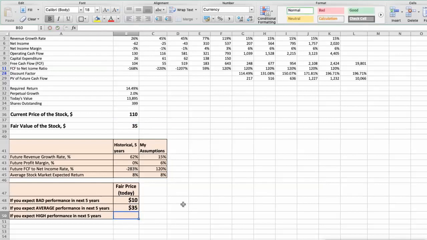The third scenario. Block will have high performance in next 5 years, and we will use the following parameters in our calculation. Future revenue growth rate would be high, 20%. Future profit margin would be high, 10%. Future free cash flow to net income rate would be high, 140%. In this case, the fair value of the stock today would be $79.